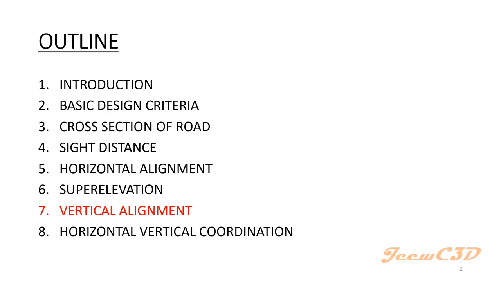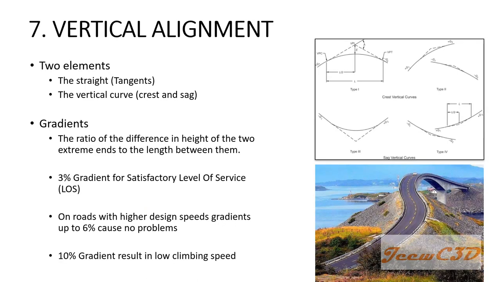In this video, we are going to look at vertical alignment. Vertical alignment is the elevation component of a road, where you study the elevation, or otherwise the gradient, and vertical curves of a road. In vertical alignment, we have two elements: the straight section, that means the tangent section, straight meaning the gradient section, and the vertical curve.